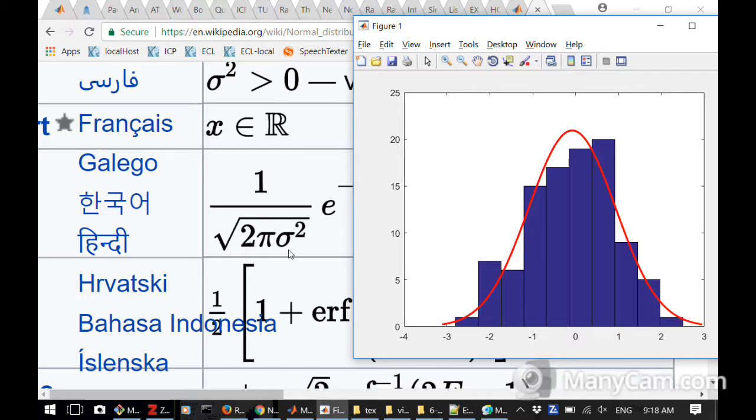So if you plot the age of people in this class, you're probably going to get a histogram like this, and the average age is probably around 19 or 18. In this case, the average looks to be around 0. Okay, so that's our hypothesis.